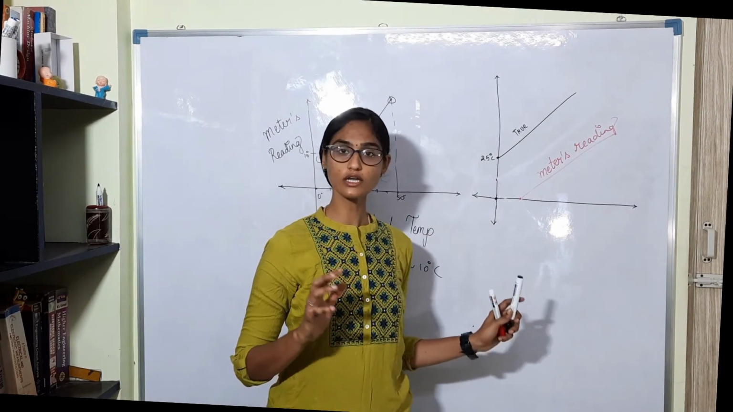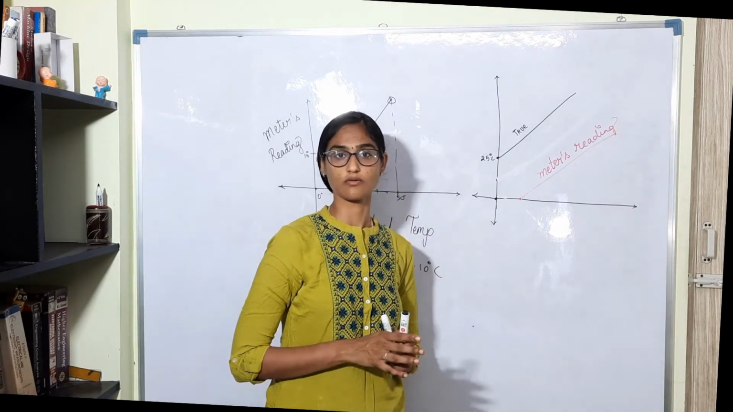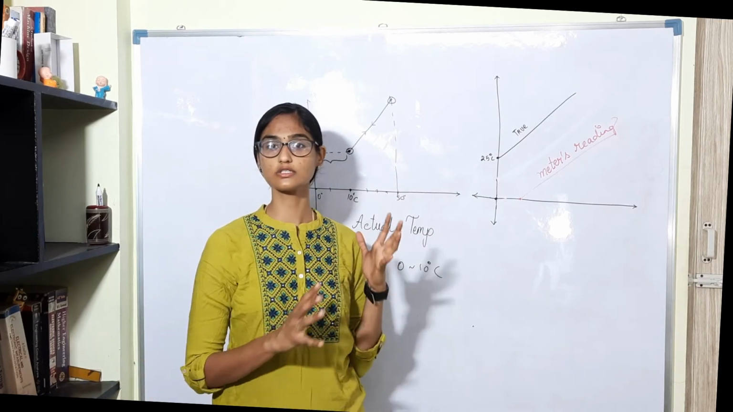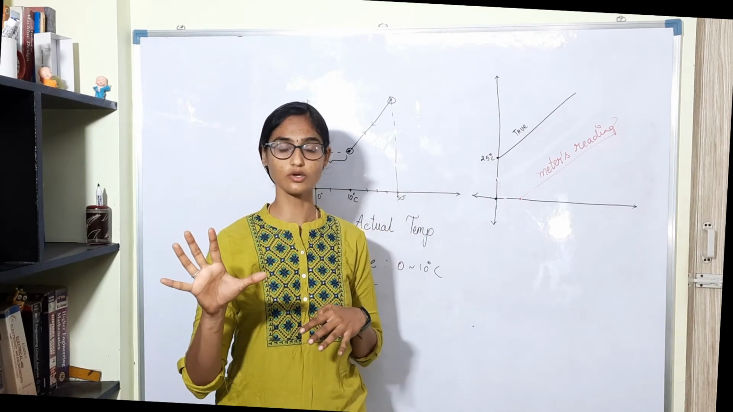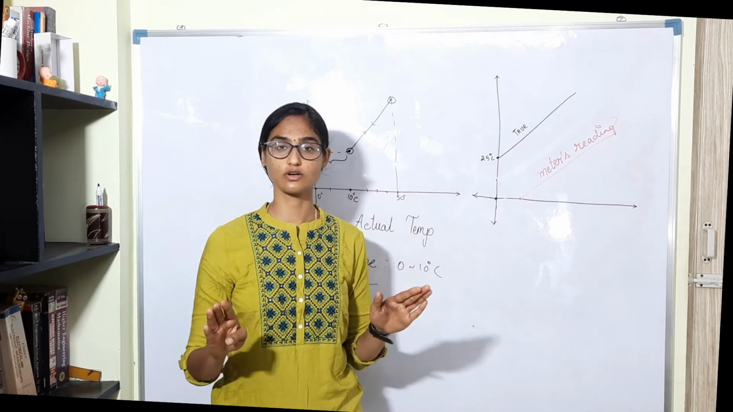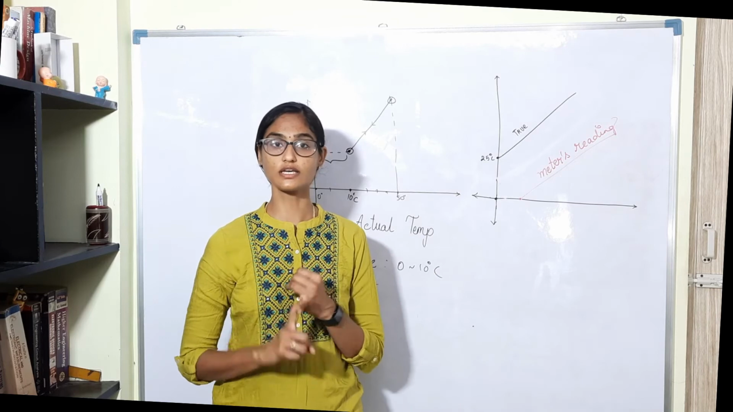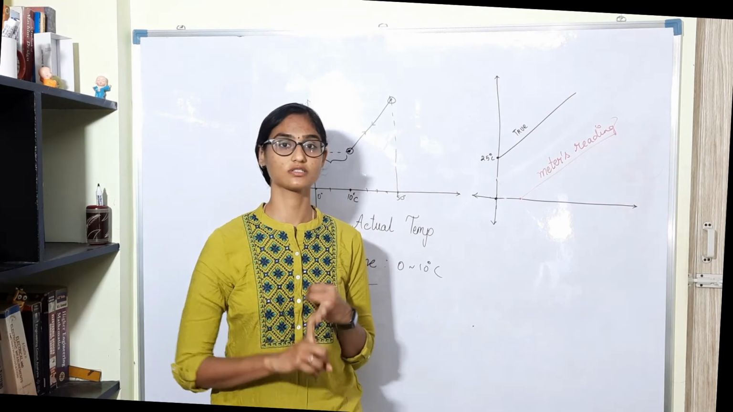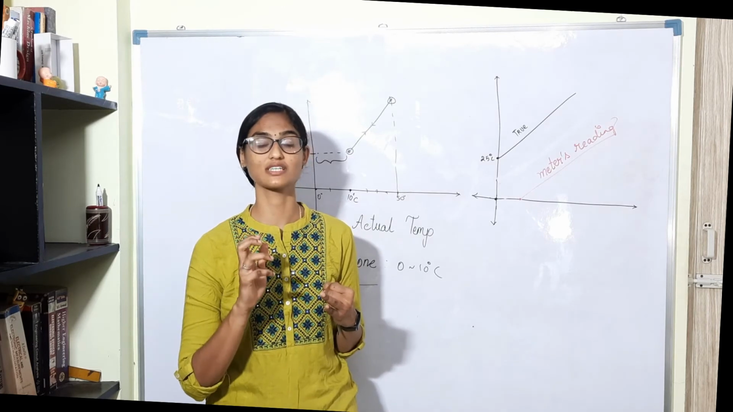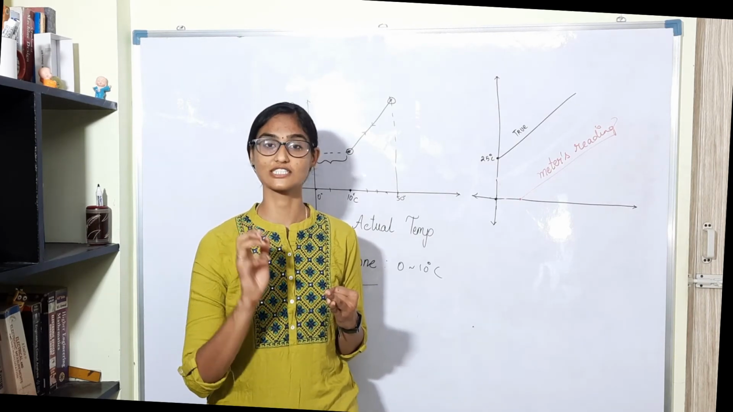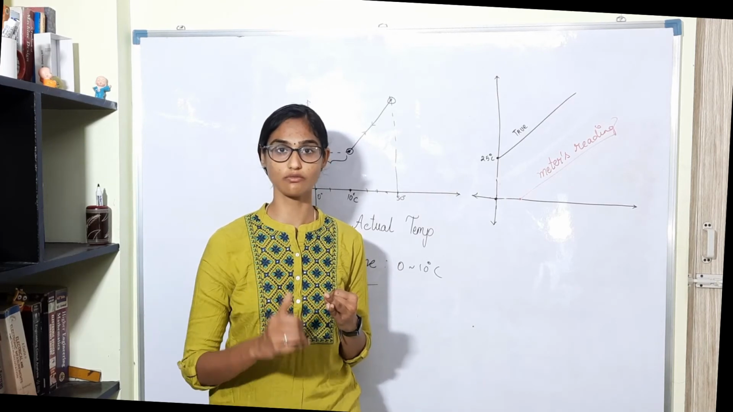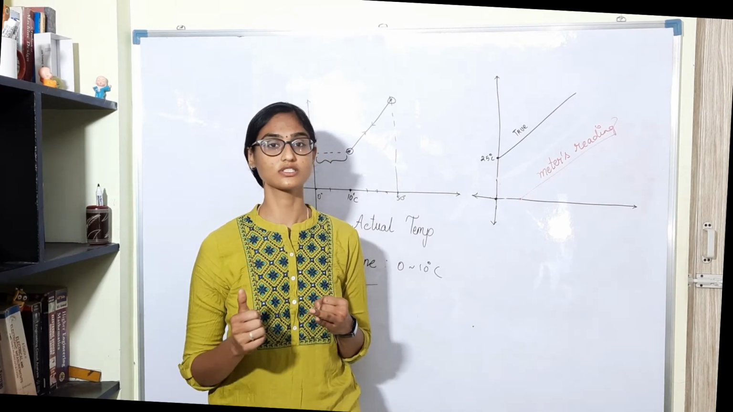I'll give you a quick recap of what we discussed now. We first saw accuracy, how good your device is. Accuracy is the difference between the true value and the actual value. How good your device is, that is called accuracy. The next parameter that we saw is precision. Precision means how precisely, how exactly your device will be able to measure the actual value. That is called precision.